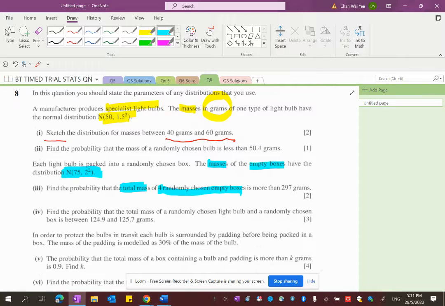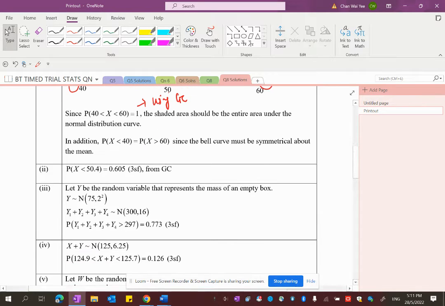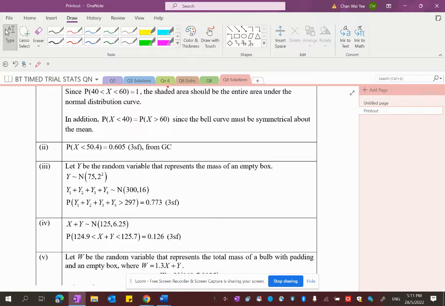In order to compute this probability, we do have to define another random variable. So I let Y be the random variable that represents the mass of an empty box in grams. Make sure you include the units of measurement. So Y follows a normal distribution with mean 75 and 2 squared variance as given, and there are four of them, so it should be Y1 plus Y2 plus Y3 plus Y4.